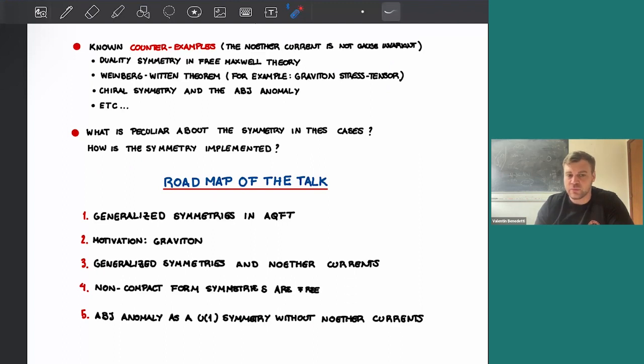The main idea would be that when the generalized symmetries transform under the action of another group, a symmetry group of the theory, then there cannot be a current for that group. After that, there are two particular cases. The case that the generalized symmetries form a continuum, but is a non-compact group. In that case, I will argue that the theory must be free. And there is another example, in which the generalized symmetries form a continuum group that is compact, of which I will give you an example, that is the ABJ anomaly case.